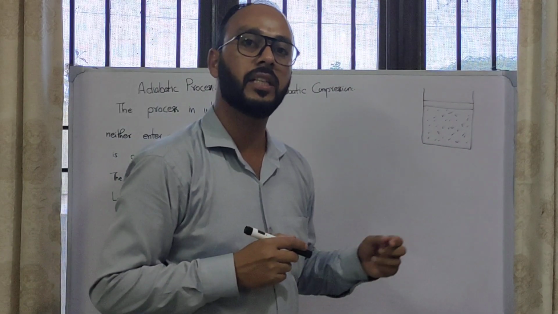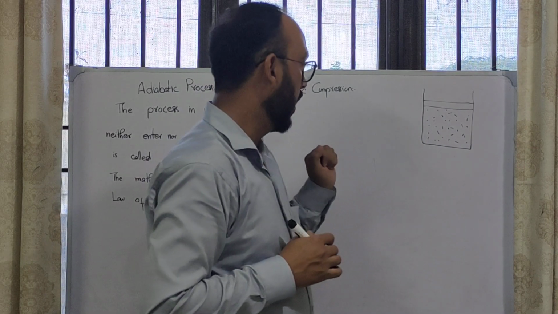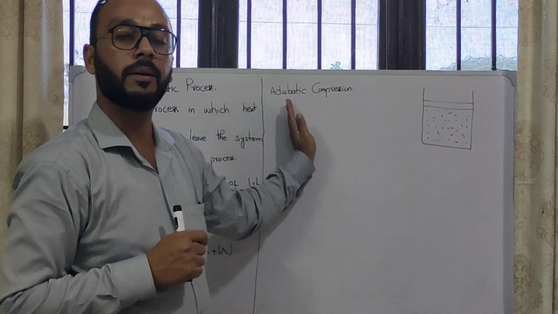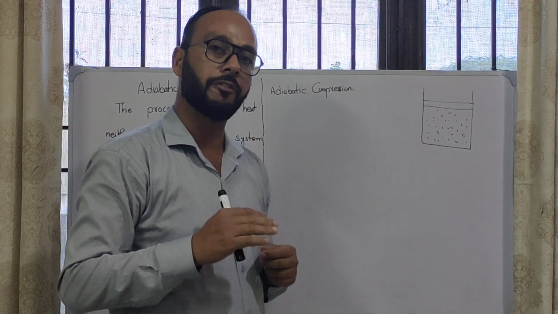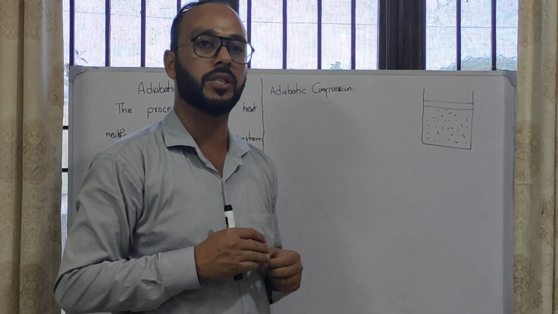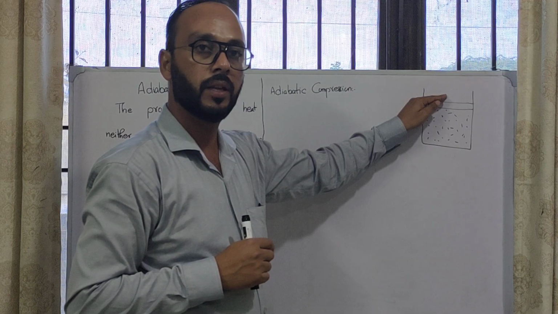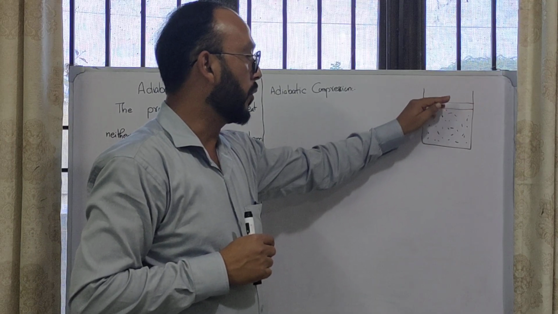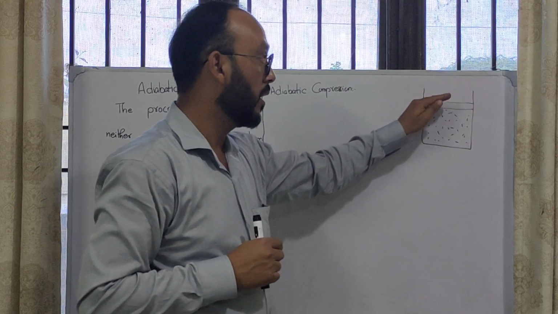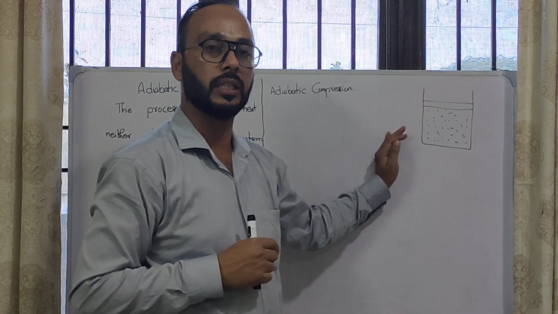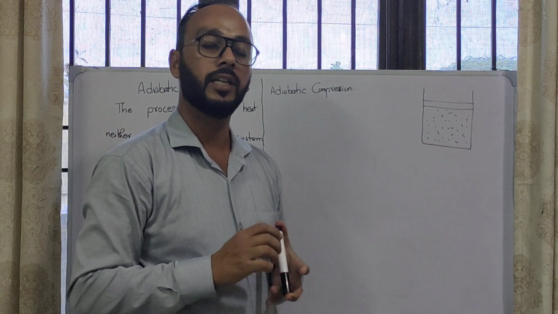The piston of the cylinder is allowed to move in upward or downward direction. We are discussing now adiabatic compression. Adiabatic compression means the environment will do work on the system. At the top of the piston, pressure will increase, and due to the increase in pressure the piston moves in downward direction. As a result, the volume of the system will decrease.